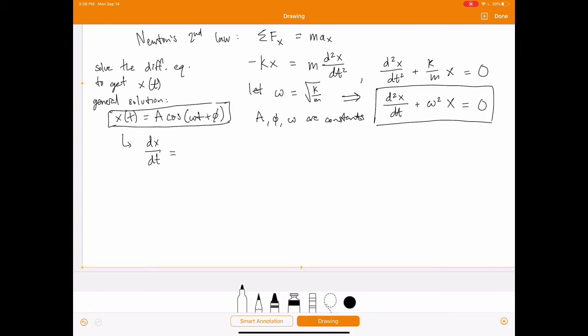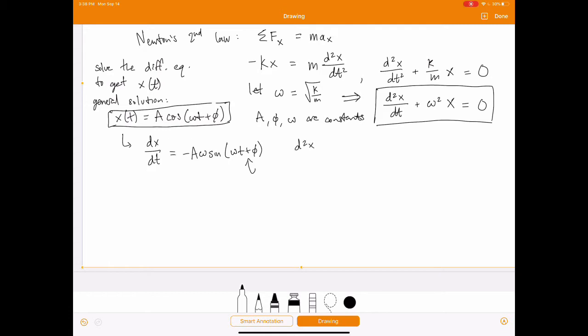Okay, so I'm taking the derivative of that function I just put in the box. First thing to remember is I have a constant out front, A. And then if I take the derivative of the cosine function, I'm going to get minus sine of omega t plus phi. But I also need to take the derivative with respect to time of what's inside of the sine function. Basically, that's just going to give me omega, because the derivative of omega t is just omega, and then phi is a constant, so that doesn't even come into play.